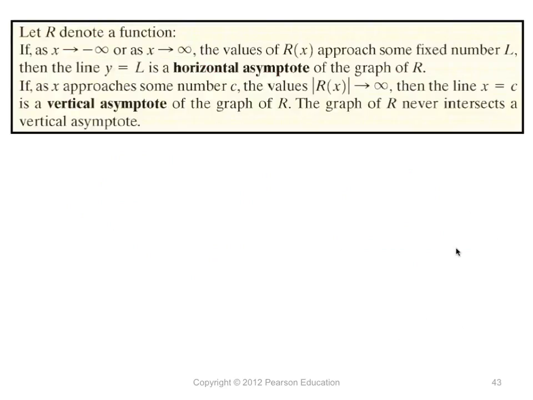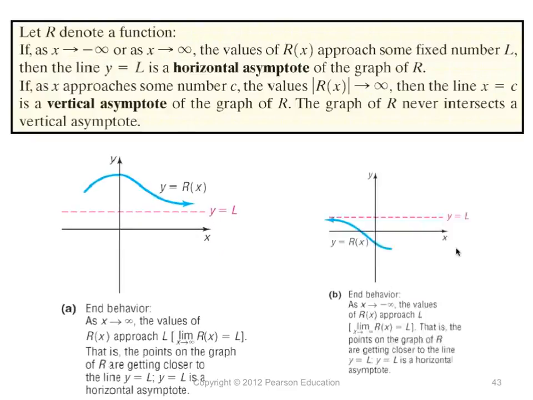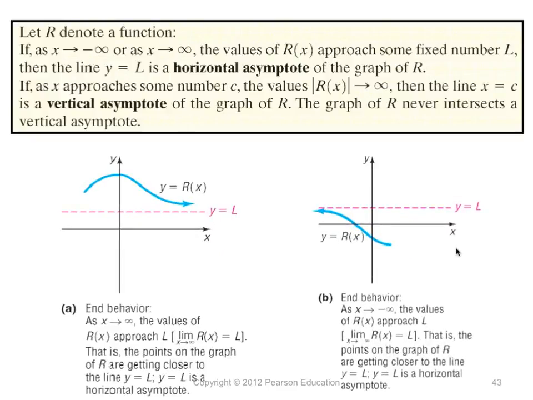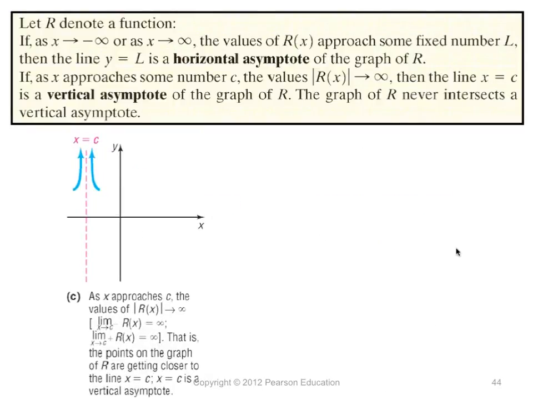So these are the technical definitions for horizontal and vertical asymptotes. Basically, they're the values that y approaches as you move to infinity or negative infinity. If you're going on to calculus, you're going to learn a lot about limits, and that is exactly what this is. We also have vertical asymptotes.